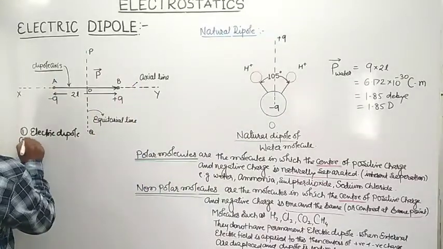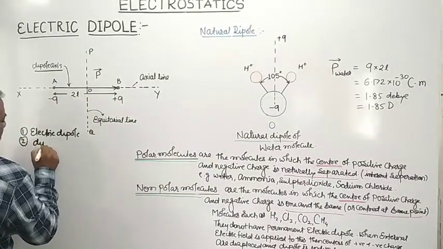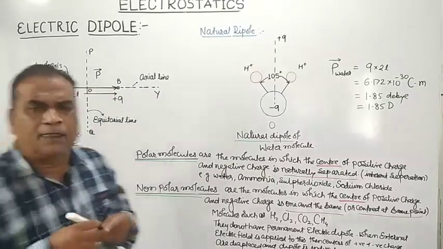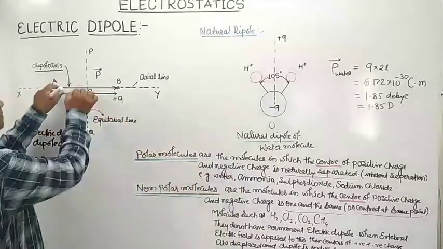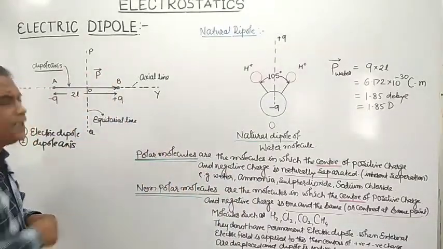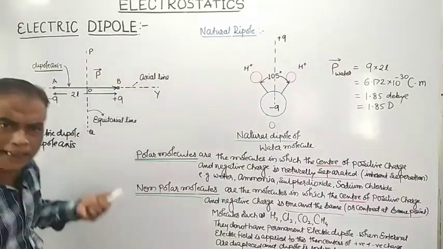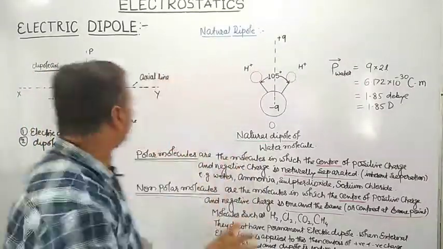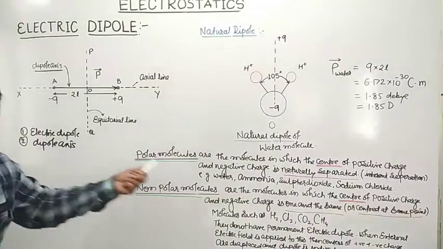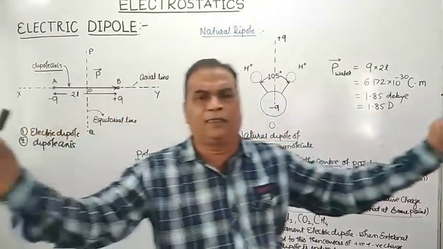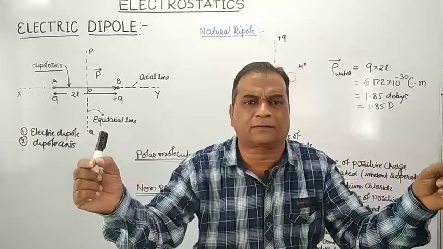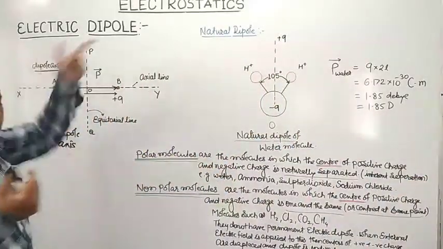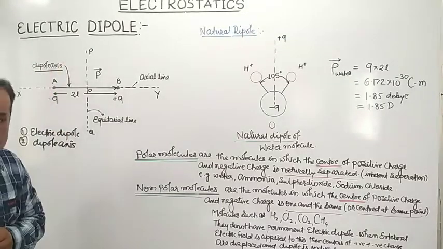The second term to define is the dipole axis. It is the line joining the two charges in an electric dipole. What is the dipole axis? The line joining the two equal and opposite charges in an electric dipole is called the dipole axis.